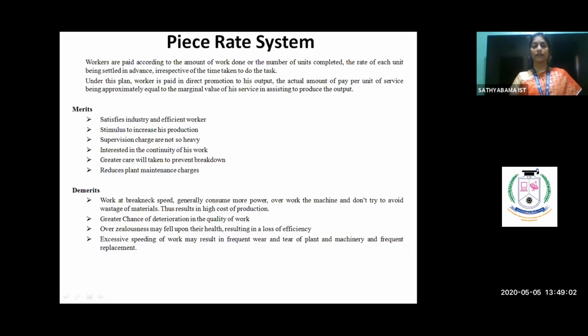And next comes the piece rate system. Here workers are paid according to the amount of work done.